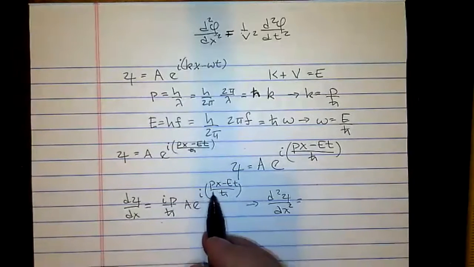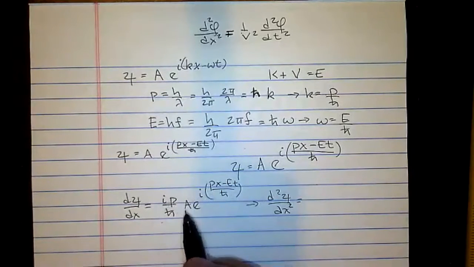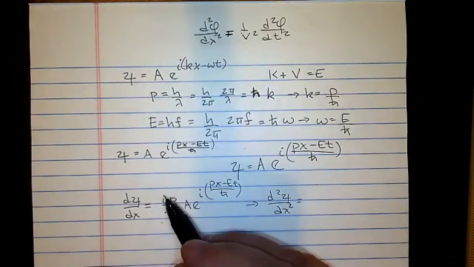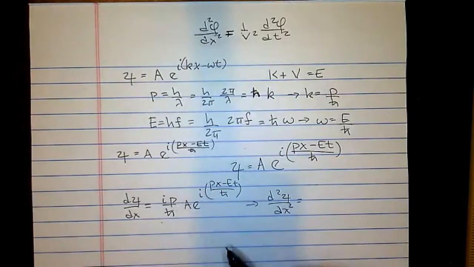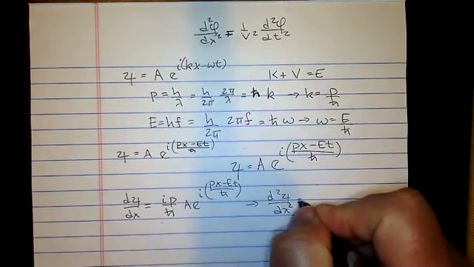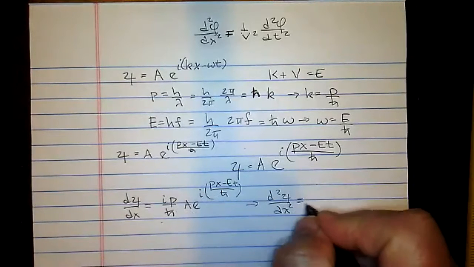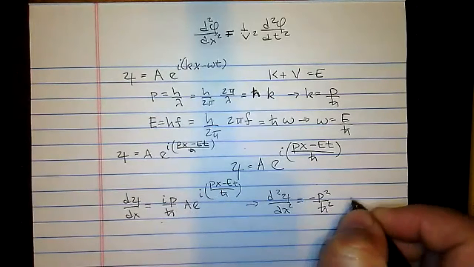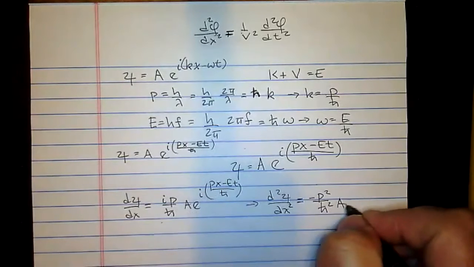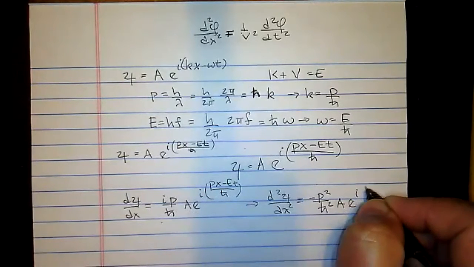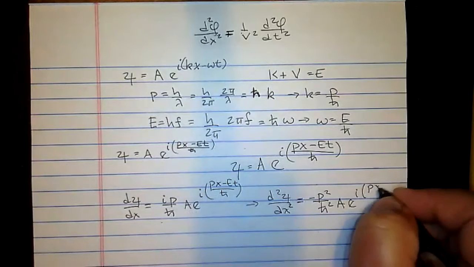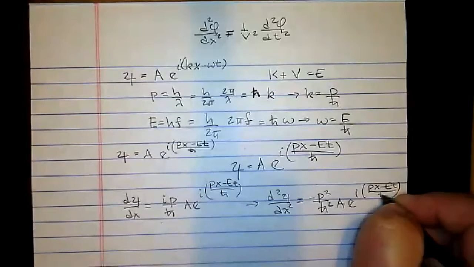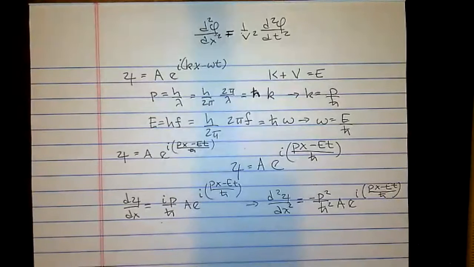I'm going to do the exact same thing again, but I already got this constant in front of it. So I'm going to end up having this constant squared. So it'd be i squared times p squared over h bar squared. And of course, i being the square root of negative 1, this becomes negative p squared over h bar squared times A e to the i power raised to (px minus Et), again, over h bar. So that's the second derivative.